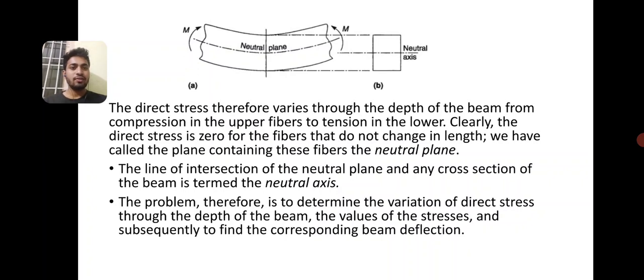The direct stresses therefore vary through the depth of the beam, from compression in the upper fibers to tension in the lower. Clearly, the direct stress is 0 for the fibers that do not change in length. We have called the plane containing these fibers the neutral plane. The line of intersection of the neutral plane and any cross section of the beam is termed the neutral axis. The problem therefore is to determine the variation of direct stress through the depth of the beam, the values of the stresses, and subsequently to find the corresponding beam deflection.